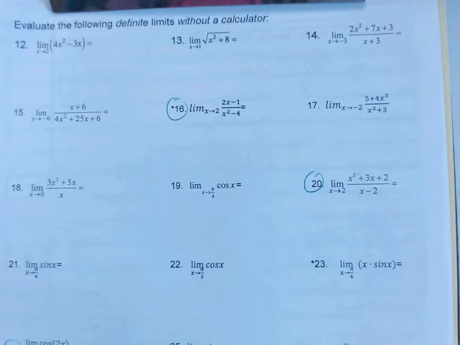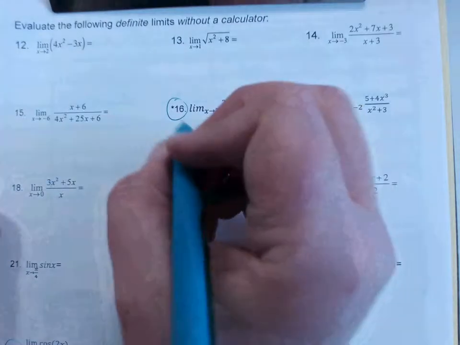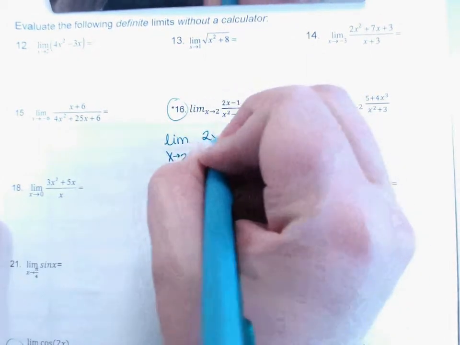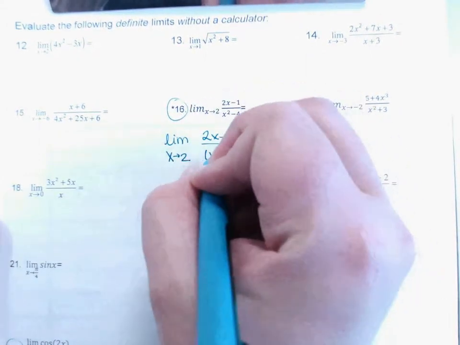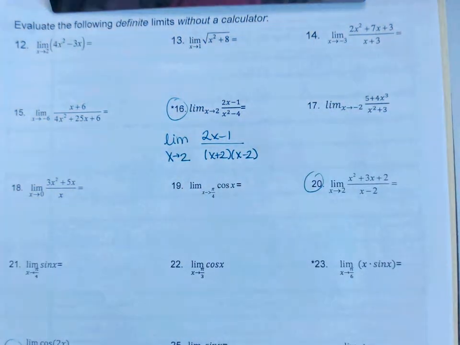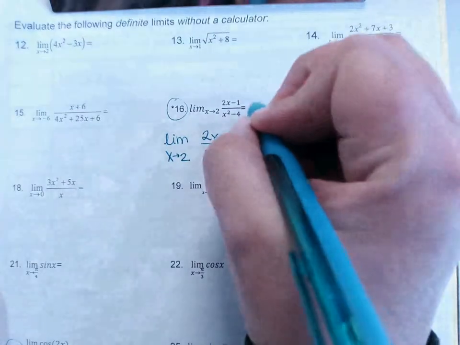0. It could be DNE or it could be fixable. Factor the bottom. How do we factor that? X plus 2, x minus 2. Okay, limit as x approaches 2 of 2x minus 1 over (x plus 2)(x minus 2). Order does not matter. If the factor on the bottom that's giving me 0 cancels out, the limit's fixed, you get to plug in. Will that happen here? No. So, the limit is? Good.